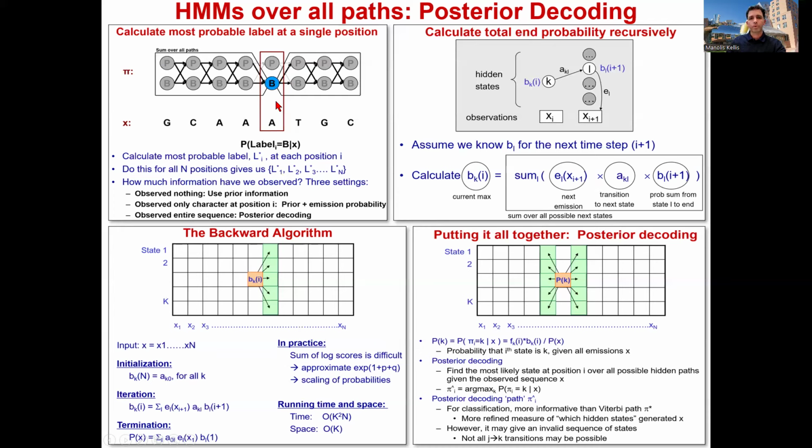Super simple. Okay. 5, 4, 3, 2, 1. Who's with me so far?